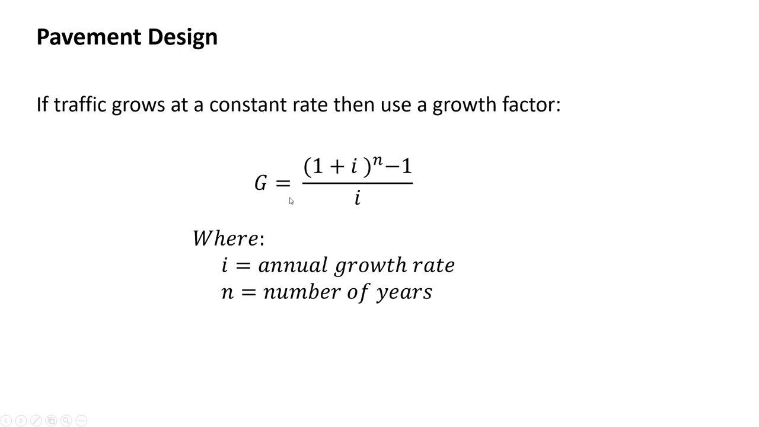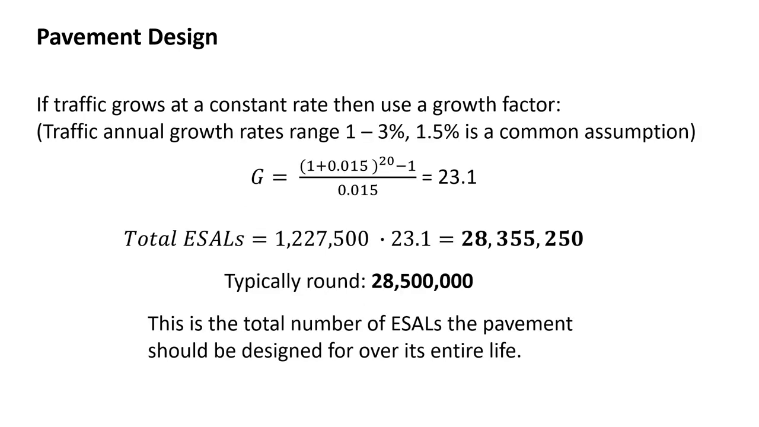Now, if traffic grows over time, we have to add a growth factor, and this is the growth factor equation for that. So we have 1 plus i to the n power minus 1, over i. i is the annual increase in traffic as a decimal percent, and n is the number of periods, or in this case years, that it's going to grow.